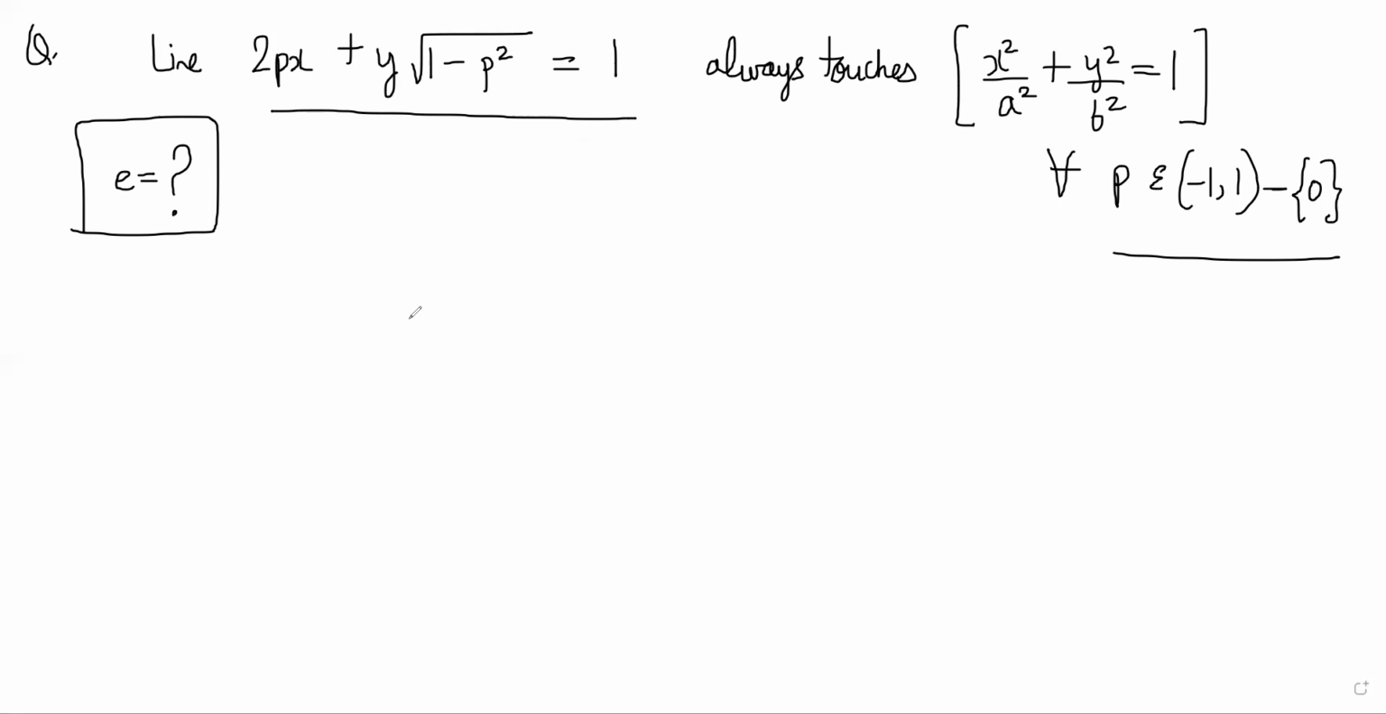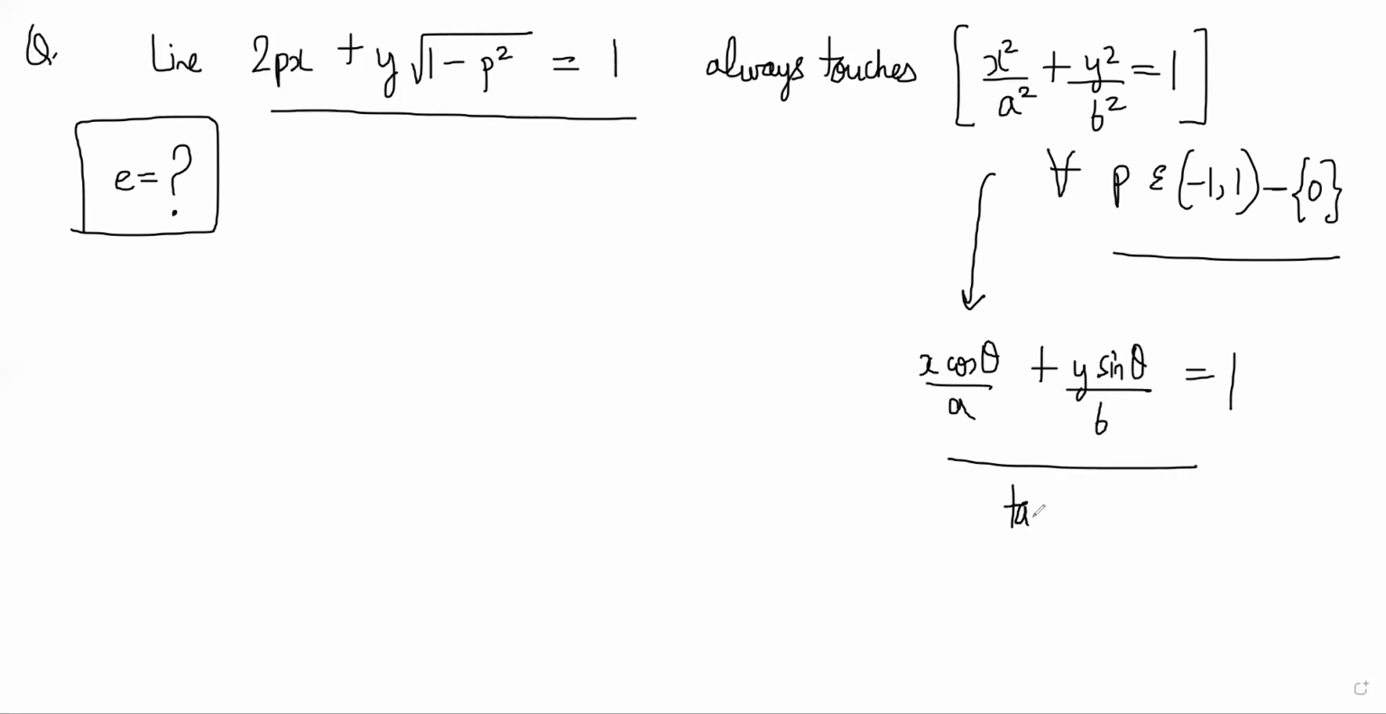Like we can write the tangent equation as x cos theta by a plus y sin theta by b is equal to 1. And compare with the equation, that equation that you are writing is tangent at a point, right? Tangent at a fixed point, that is. Yeah. Right. The way this is being asked is like the line always touches, right?